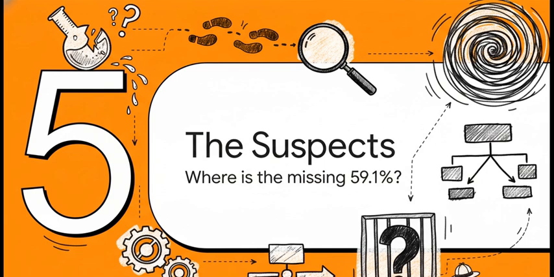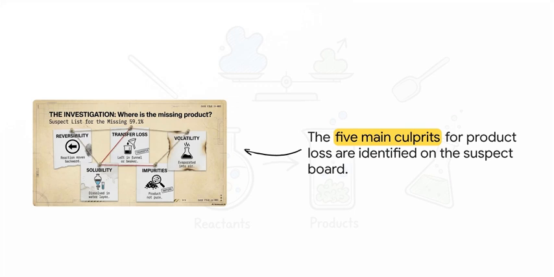The investigation isn't over. We have to ask who or what are the usual suspects responsible for this loss. Well, our investigation points to 5 main culprits. Suspect number 1, reversibility. We already talked about that one, the reaction just running backwards. Suspect 2, transfer loss. That's just product getting left behind on the glassware. Then there's volatility. Our product literally evaporated into thin air. And we can't forget about things like solubility and impurities. Any one of these could be the reason for our loss.